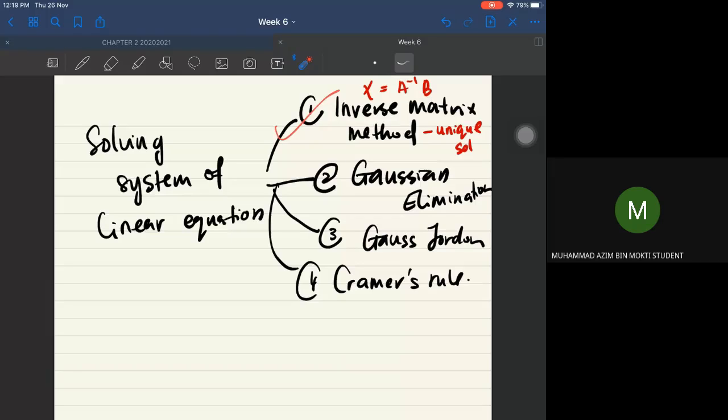But for these two here, Gaussian elimination and Gauss-Jordan, ada tiga possibility. Sama ada unique, no solution, many solution. Okay.